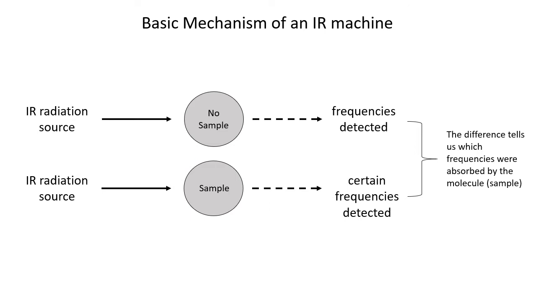Now, the basic way that an IR machine works is it contains an IR radiation source, and in the presence of no sample, certain frequencies will be detected or read by the machine. In the presence of a sample, that IR radiation will pass through the sample, but only certain frequencies will be detected. The difference will tell us which frequencies were absorbed by the sample. So the machine knows what frequencies it can read, but when there's a sample present, only certain frequencies will be read since the other ones will be absorbed by the bonds in the molecule.